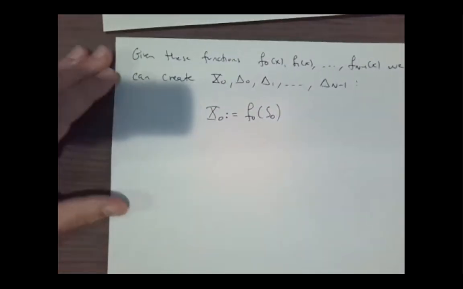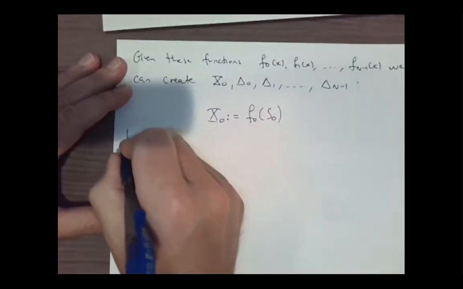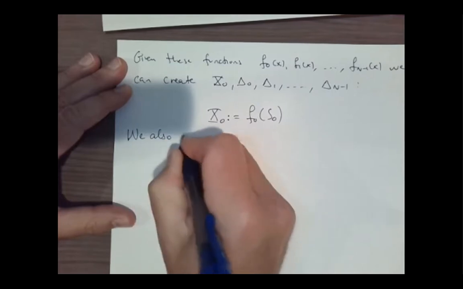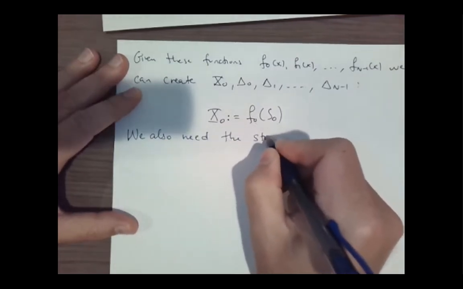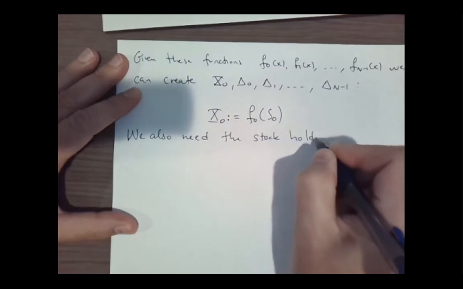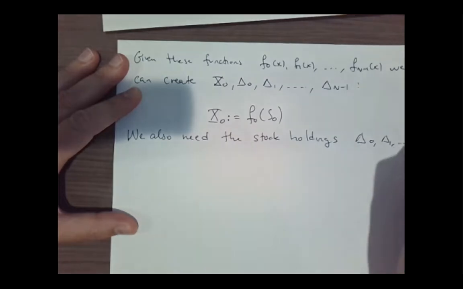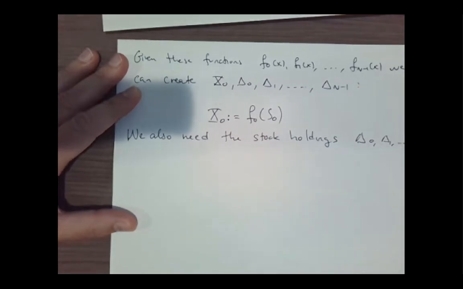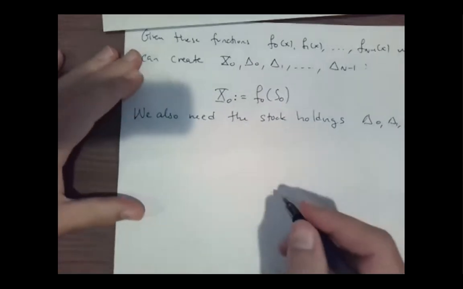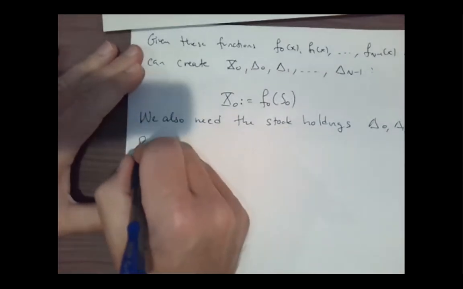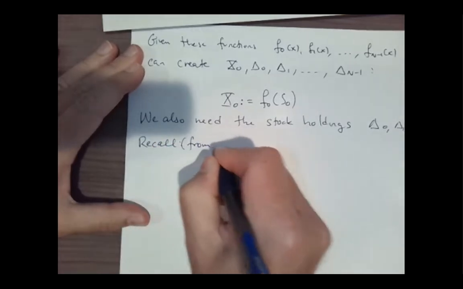And now, that's going to give us the first one. What about the stock holdings, delta 0, delta 1, all the way up to the end? And how do we get that? Well, another thing we did last time was, this is also from last time.